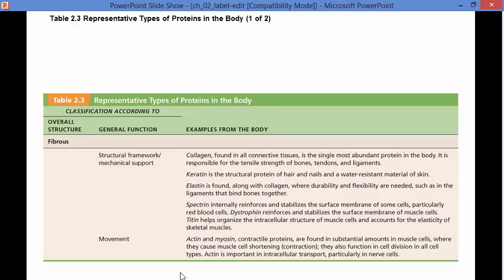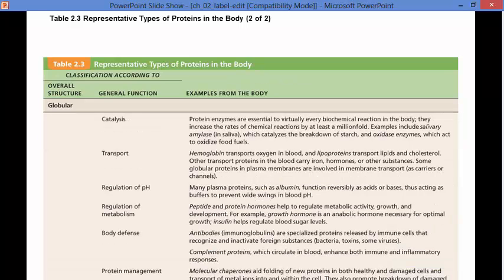So make sure you know the examples of proteins within the body. Collagen within connective tissue, within the dermis of your skin, within your bones, within your cartilage, acts like the glue of the body. Keratin, you find it within your skin, within your hair, your fingernails, right? And that actin and myosin, important muscle proteins.